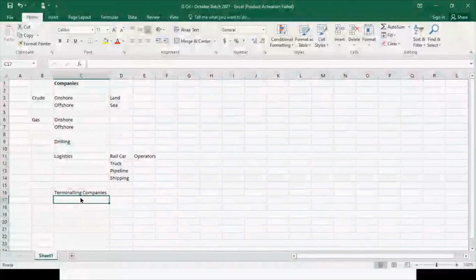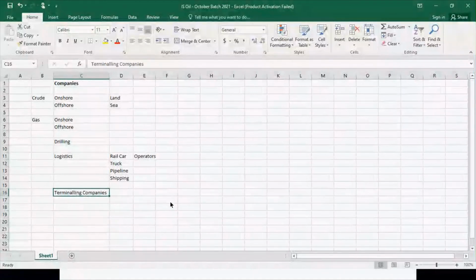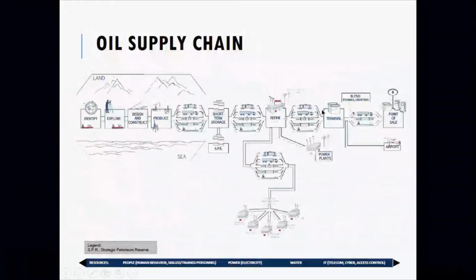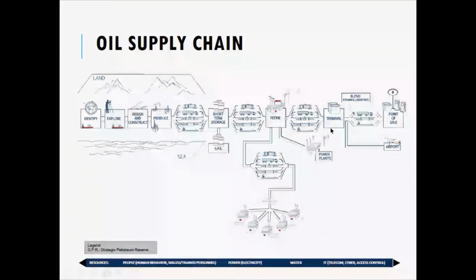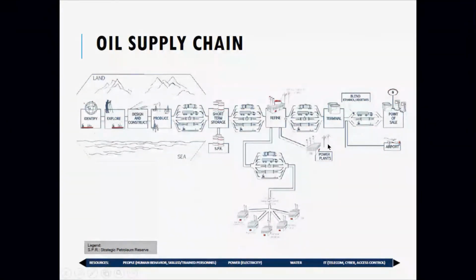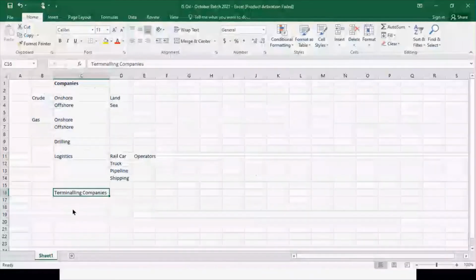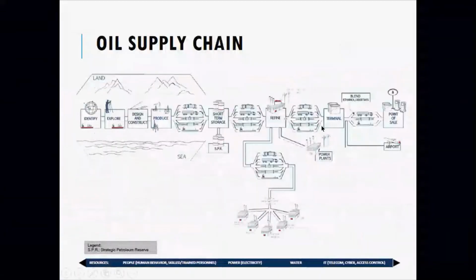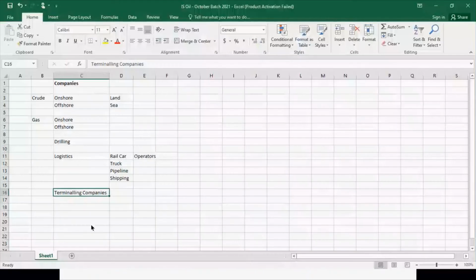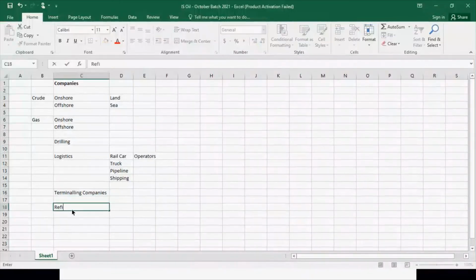And there are also some companies that build terminals wherever they need, and these terminals will be rented out. For example, a tank will be rented out for other companies like BP, Shell, Chevron and all to store their product. So there are terminal companies as well. Similarly, what can be the other company? What is the other? So the most important, refinery.